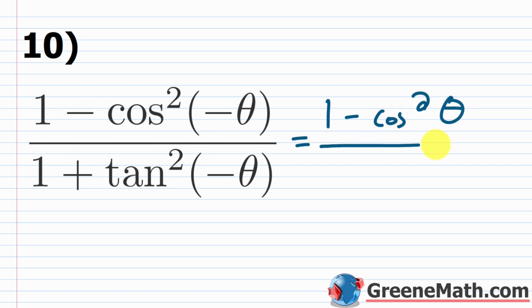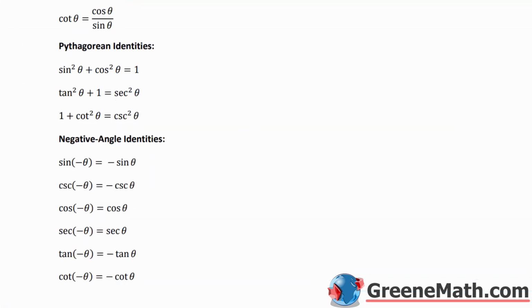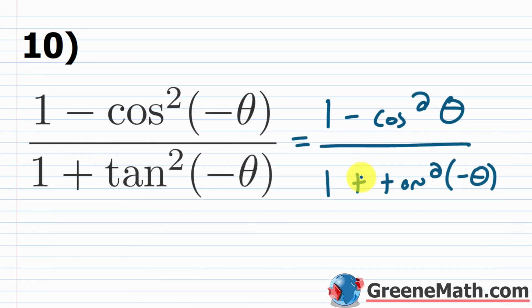Okay, let me put this over here like this. Now for this one, I won't replace it yet. A lot of people would say this is 1 minus tangent squared theta. But instead of doing that, let's just keep it as 1 plus tangent squared of negative theta. And the reason I'm going to do that, if we go back to the Pythagorean identities, tangent squared theta plus 1 is secant squared theta. Okay, so what I'm going to do is say that that's equal to the secant squared of negative theta.